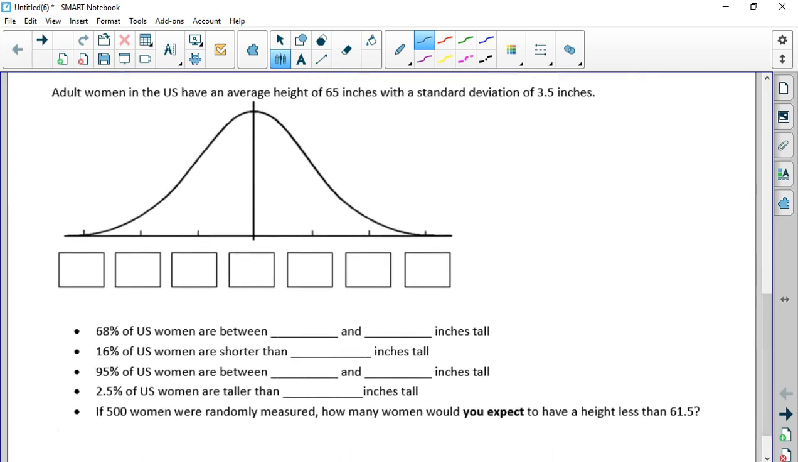So it says adult women in the U.S. have an average height of 65. Well, that means we're going to put 65 right here, with a standard deviation of 3.5 inches. That means we're going to add 3.5, and then add 3.5 again, and then add 3.5 again. On the left side, we're going to subtract 3.5, and subtract it again, and subtract it again.